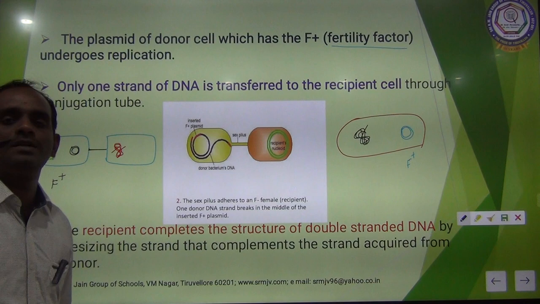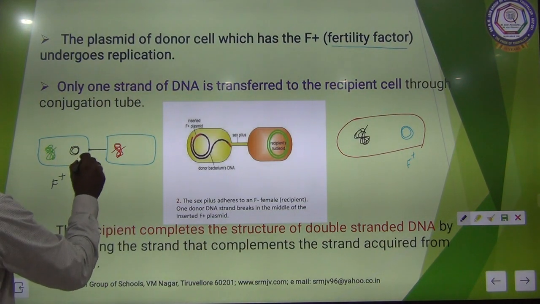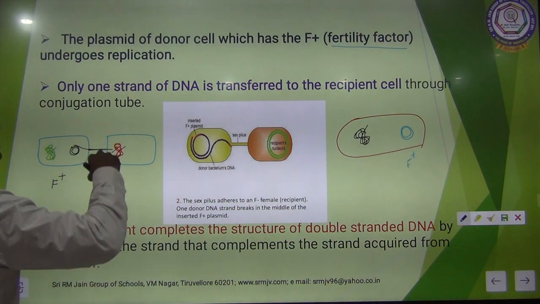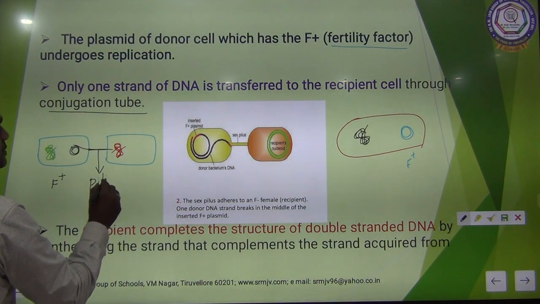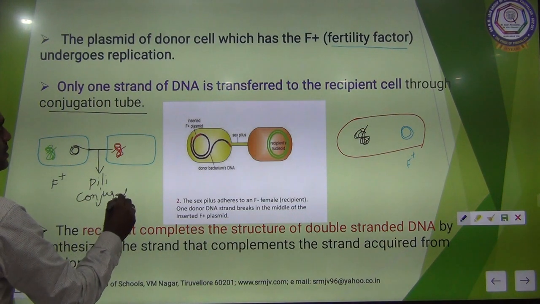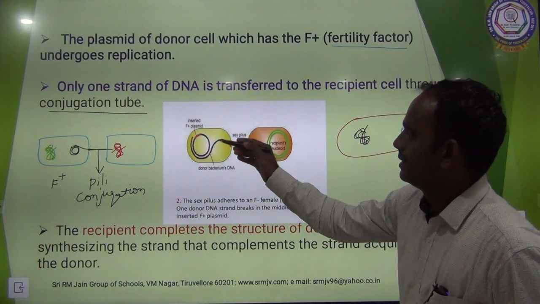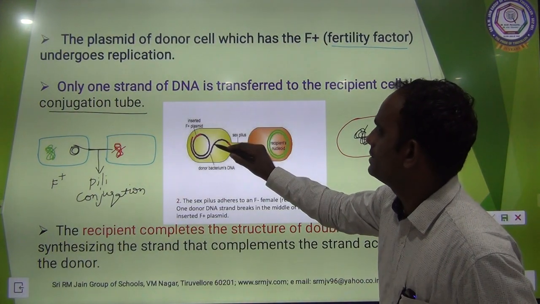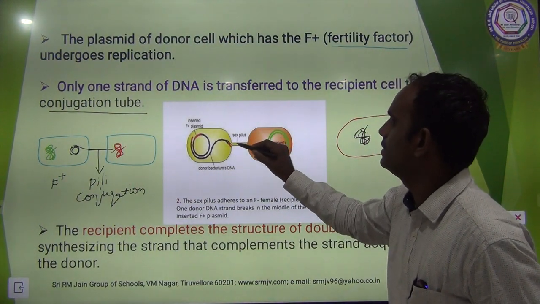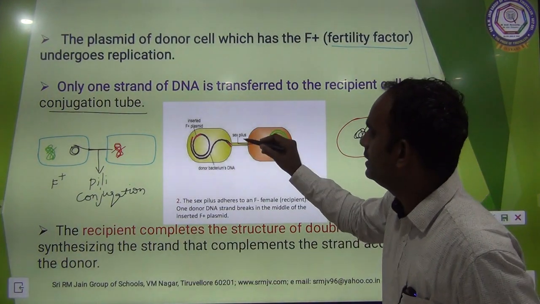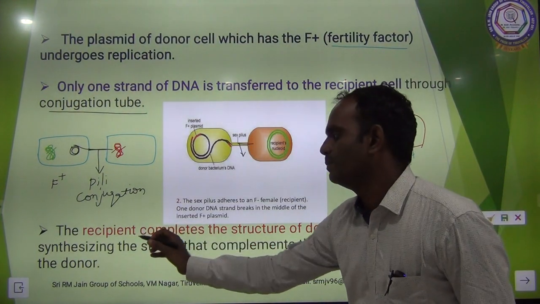So usually plasmids are circular self-replicating double stranded DNA, extra chromosomal double stranded DNA. Only one strand of DNA here. See here, this only one strand of DNA is transferred to the recipient cell through the conjugation tube. This pili acts as a conjugation tube. Clear? Yes. See, the donor cell donates a single strand. You know very well, plasmid contains double strand. So only one strand is transferred to the recipient cell through the pili or pilus. This is the conjugation tube. Clear children? Yes.